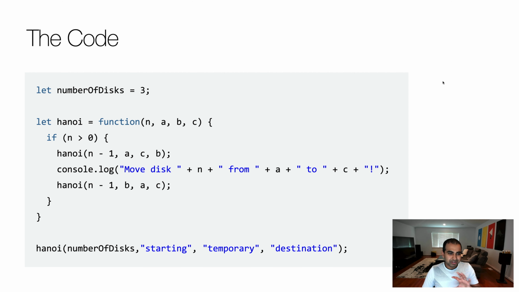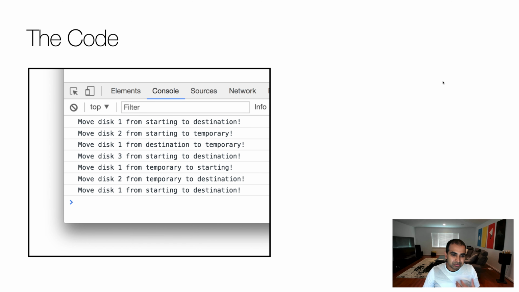And so if we were to copy this code and run it in your browser, for example, what you'll see will be exactly a more verbal version of the things that we've been talking about earlier, where disk 1 is moved from starting to destination, disk 2 moves from starting to temporary, disk 1 is now moved from destination back to temporary, and you can see this whole thing play out as part of the explanation that we have been talking about.